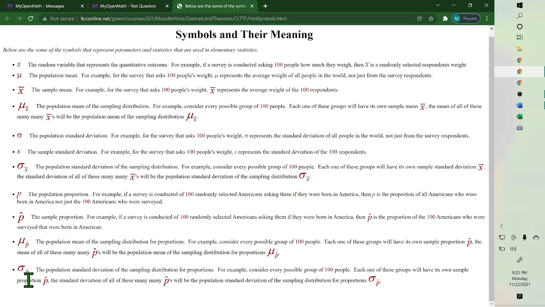Then these two are just like these, except instead of its average, it's proportions. So this would be the mean proportion of all the samples, and you find the mean of them. This is all the samples, and you find the standard deviation.